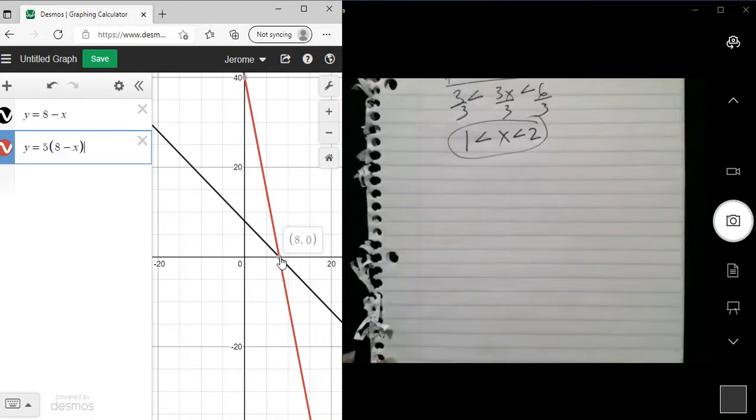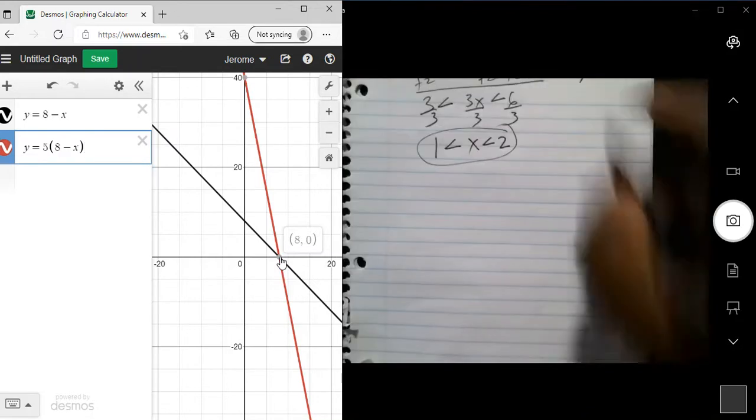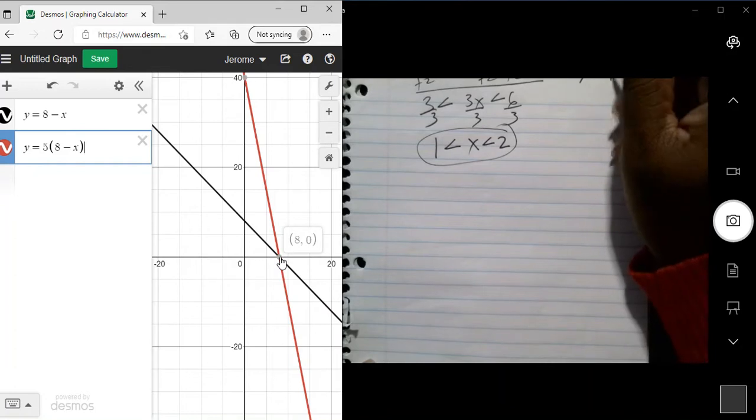Now we go over to 21. It says the temperature readings in the United States have ranged from a record low of negative 79.8 degrees Fahrenheit, Alaska, January 23, 1971, to a record high of 134 degrees Fahrenheit, California, July 10, 1913. If F represents the Fahrenheit temperature, write a compound inequality that represents the interval of temperatures in degrees Fahrenheit in the United States.